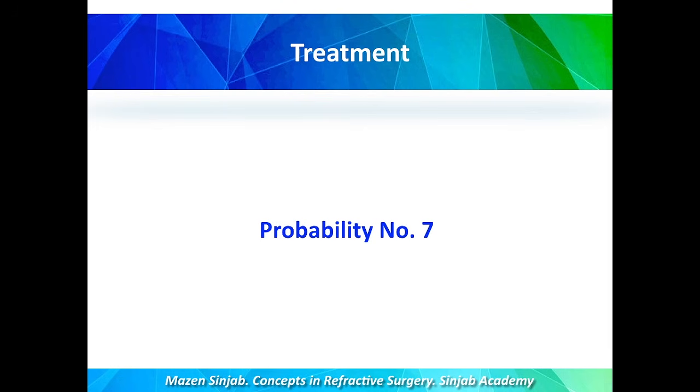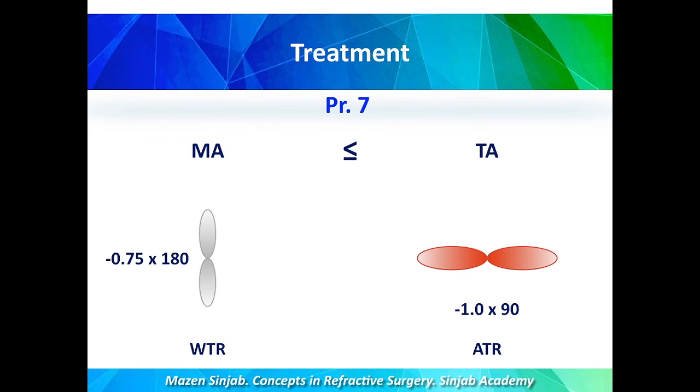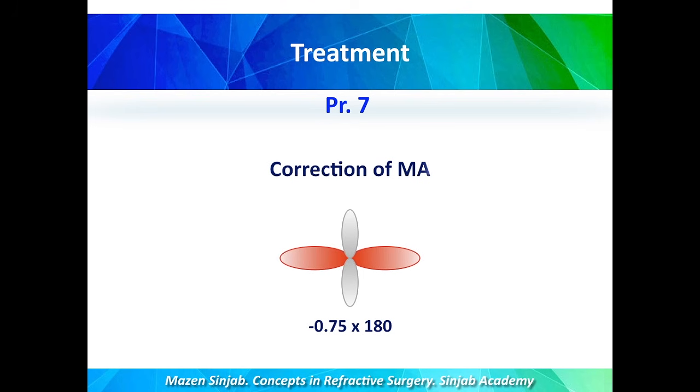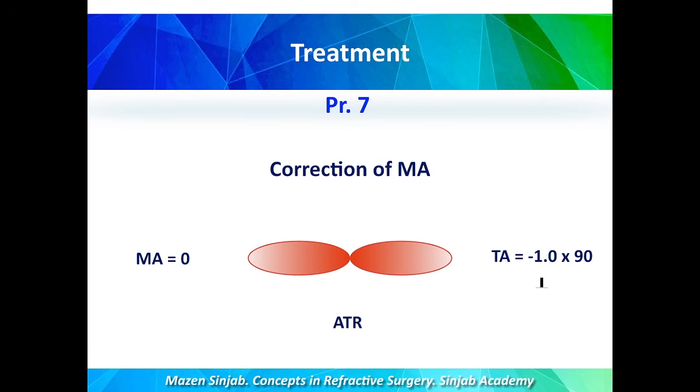Probability number 7. We will take one of the examples under this probability. The case where the manifest astigmatism is with the rule and the topographic astigmatism is against the rule, so both are perpendicular, and the manifest astigmatism is less than the topographic astigmatism. Now, if I'm going to treat the manifest astigmatism, in this case, I will be increasing the topographic astigmatism from minus 1 to minus 1.75 at 90.